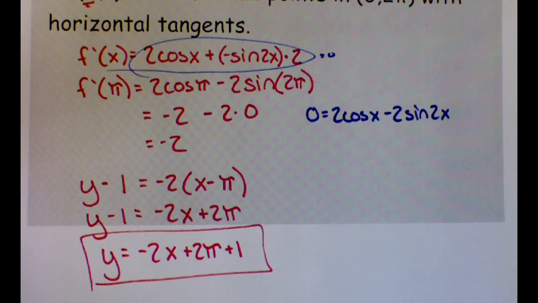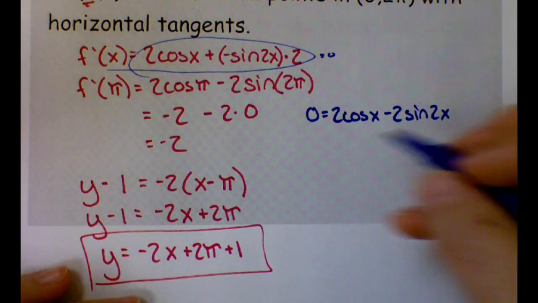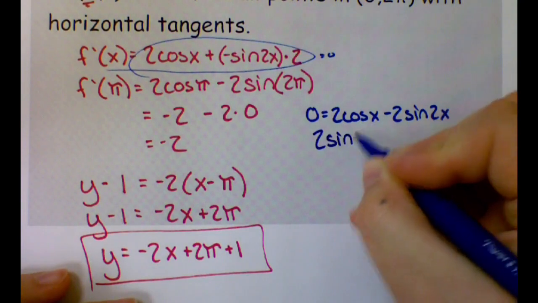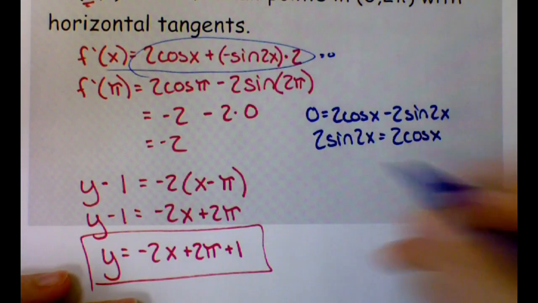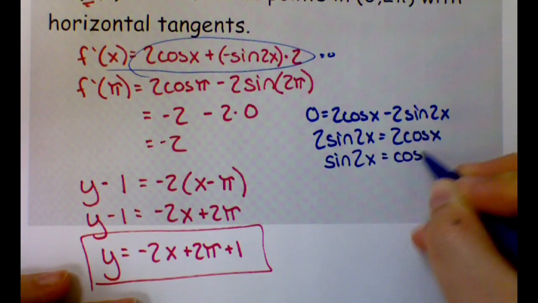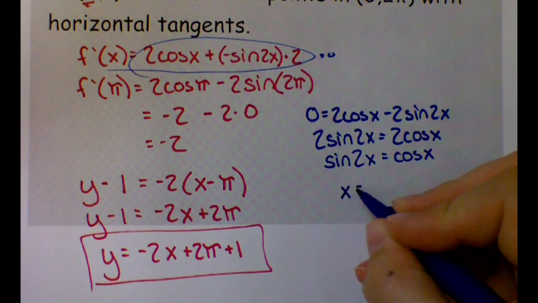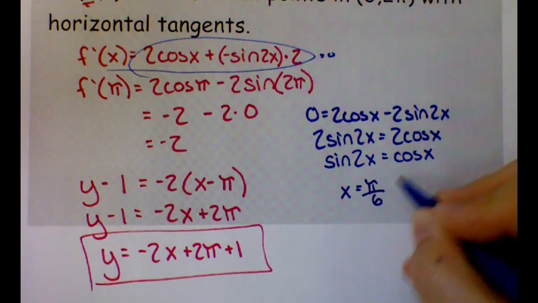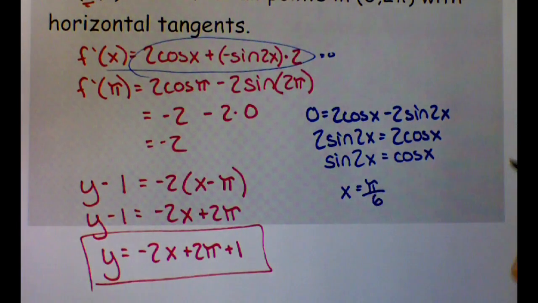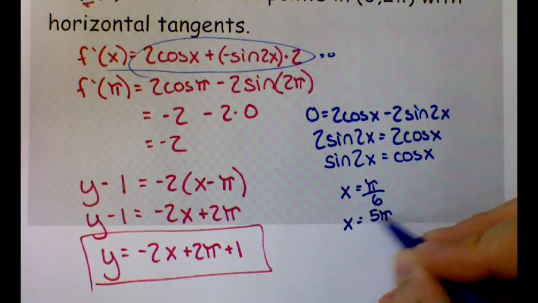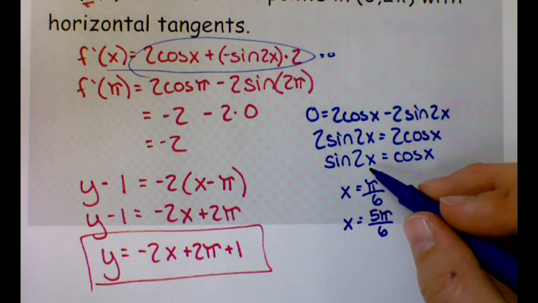Well, to do this one, we actually might want to use a trig identity, but we'll just logic it out. So if I add the 2 sine of 2x over and divide by 2, I get the sine of 2x equals the cosine of x. So I need to look everywhere from 0 to 2 pi where the cosine of an angle is equal to the sine of twice that angle. So I look at my unit circle and I see that that happens at pi over 6. The cosine of pi over 6 is the same as the sine of pi over 3. It also happens at 5 pi over 6. The cosine of 5 pi over 6 is the same as the sine of 5 pi over 3.